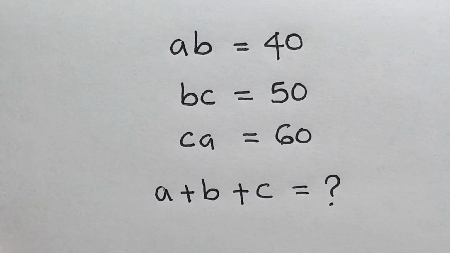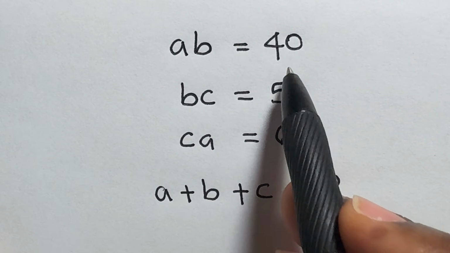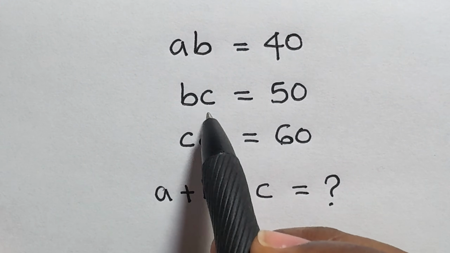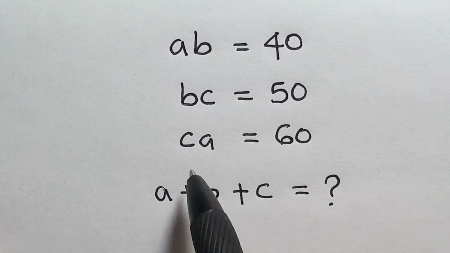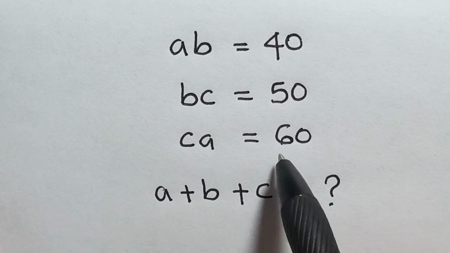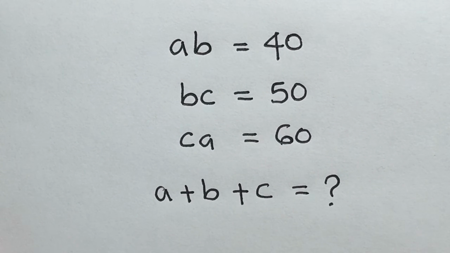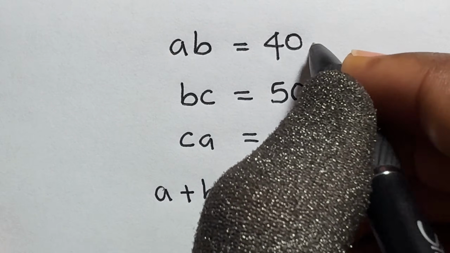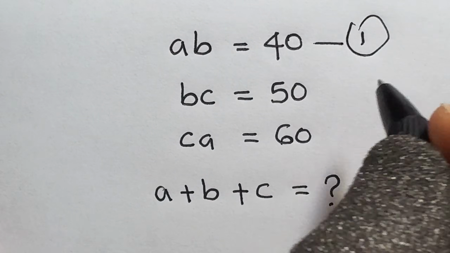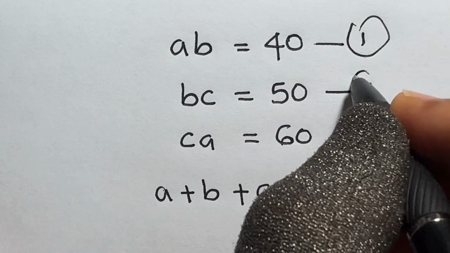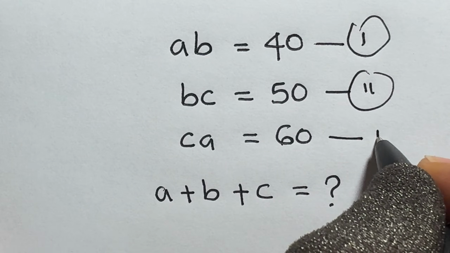In this video, we want to find the sum of a plus b plus c, given a times b is 40, b times c is 50, and c times a is 60. Let us call this equation 1, call this equation 2, and call this equation 3.